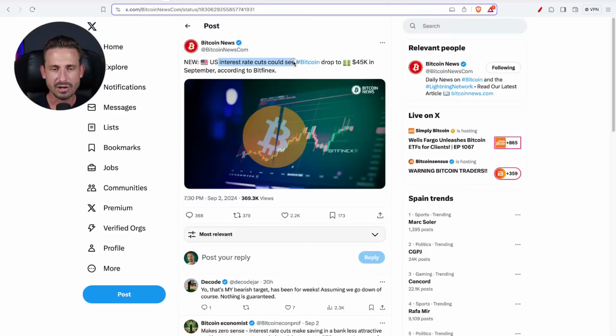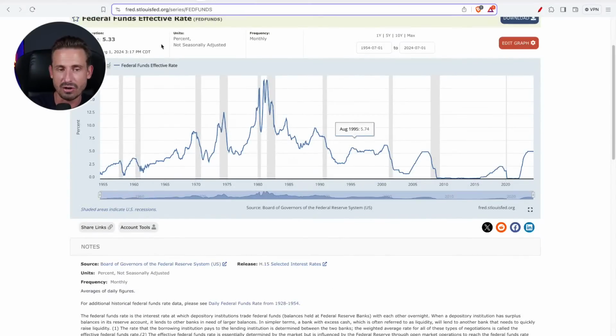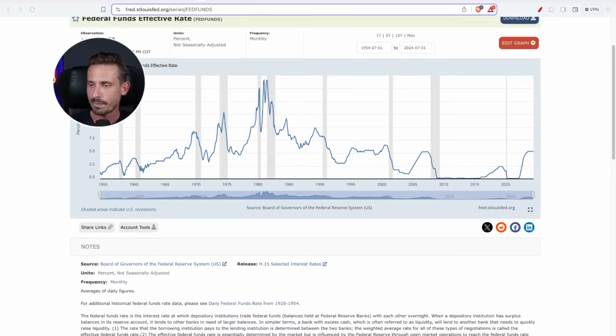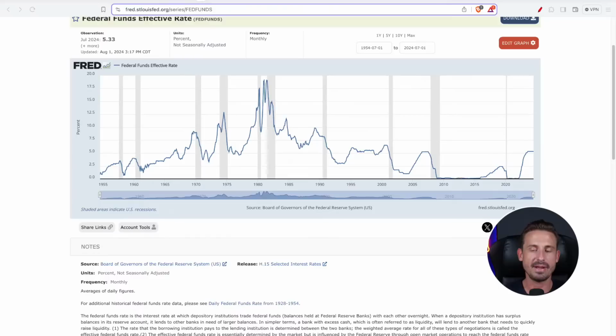US interest rate cuts could see Bitcoin drop to $45,000 in September, according to Bitfinex. Are you scared about the interest rate cuts, guys? On higher time frames, we know it does not look great. The last several decades that we've had interest rate increasing and forming a plateau for a few months, and then interest rate cuts happening, we've always entered the recession after that scenario. So is that going to happen again, guys?